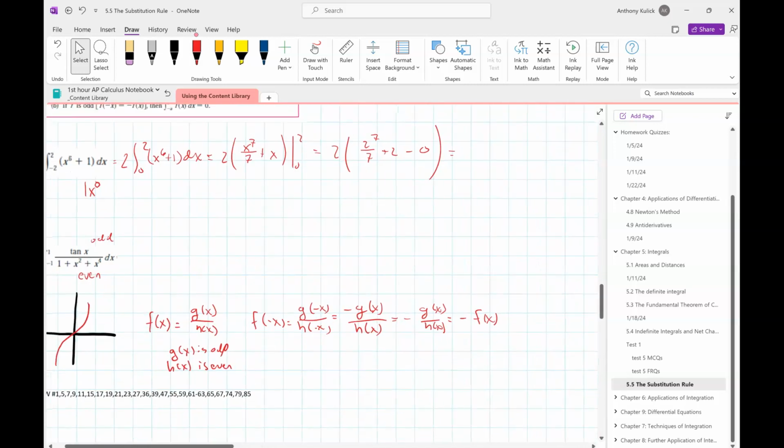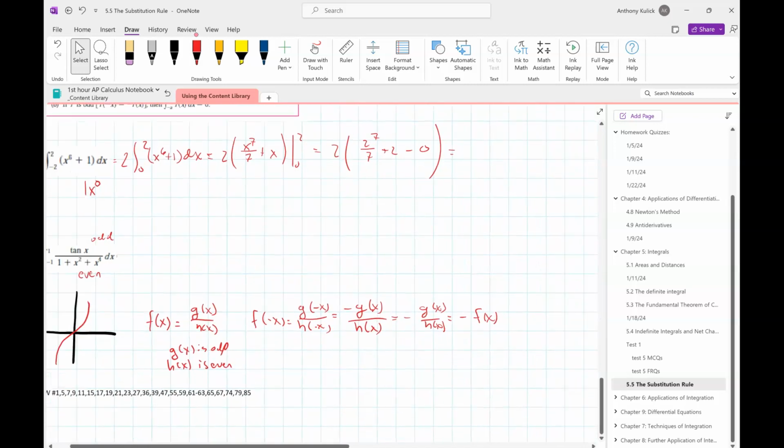What if I had odd over odd? What's that going to be? Even. Even over even? Even. Everybody's cool? Or does it work the same way for multiplication? Yes.